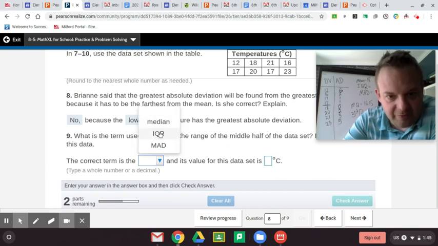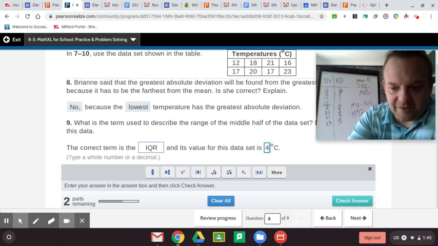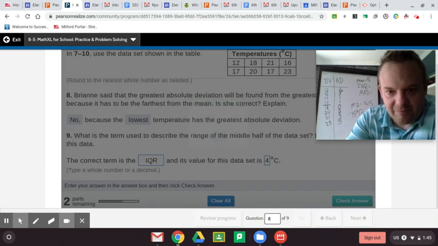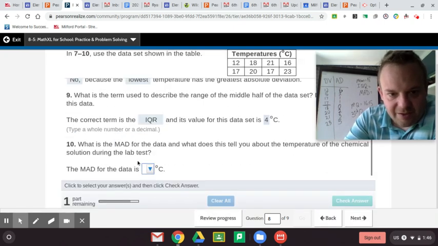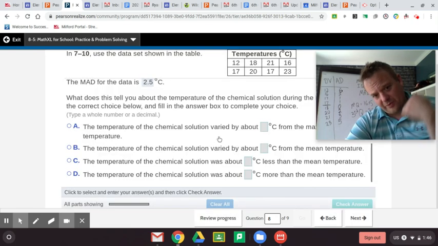Okay, so the middle 50% is the interquartile range. Let's see if it's the same as the last problem. What is the MAD for the data? Let's see if it turned out to be the same in this case. Yeah, it did.